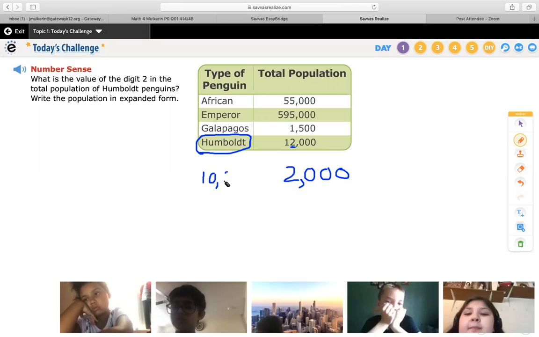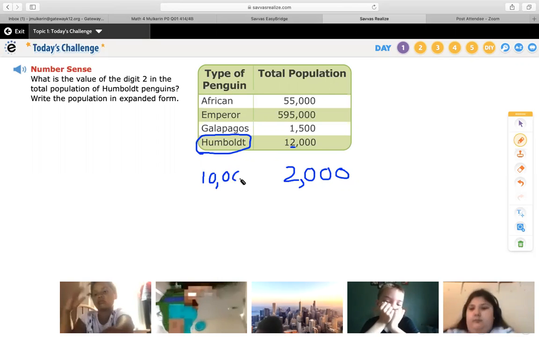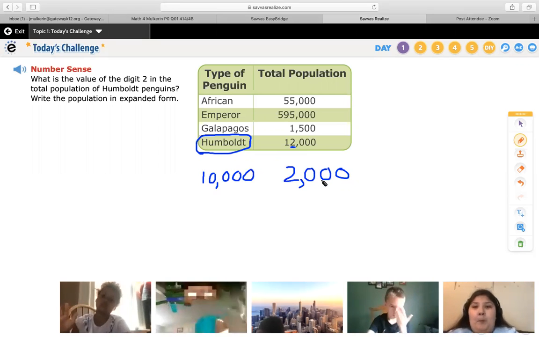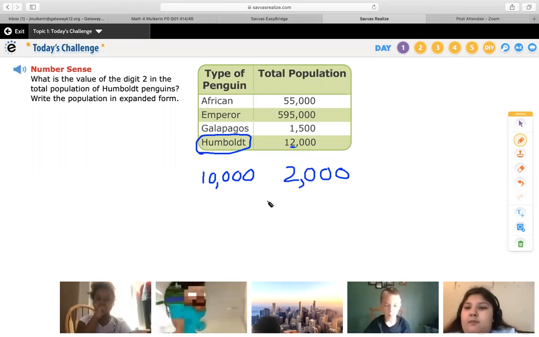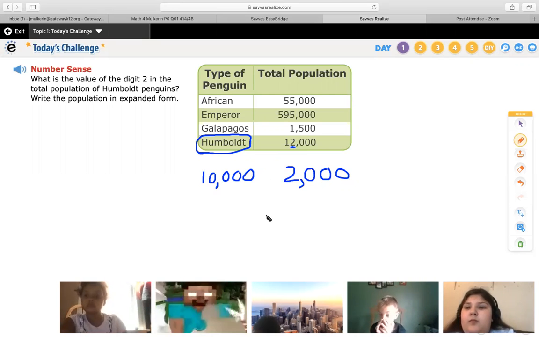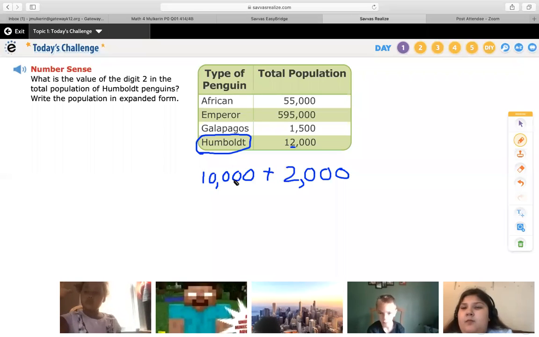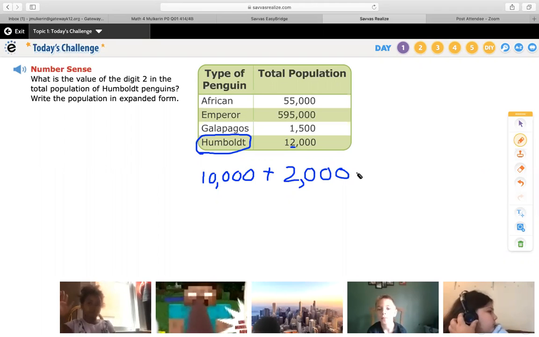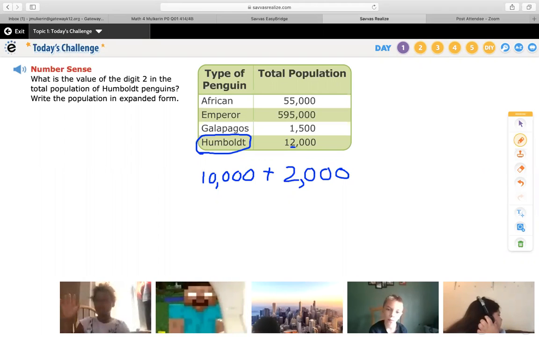comma. And there's some symbol I need to put between 10,000 and 2,000. Angel, what symbol do I need to put to show I'm doing expanded form? The plus. Excellent. So now I have 10,000, that's the 1, plus 2,000, that's the 2, and that would equal my 12,000. Awesome.